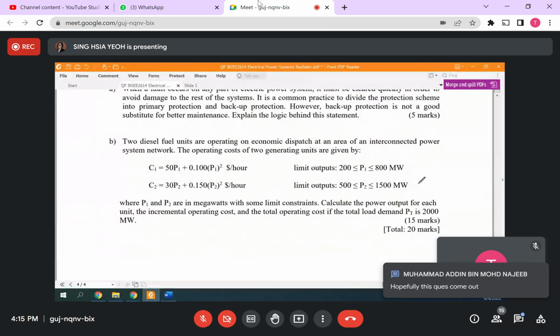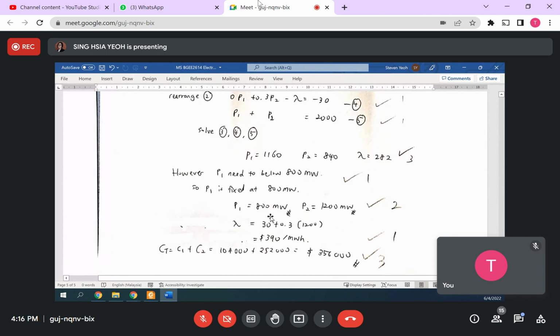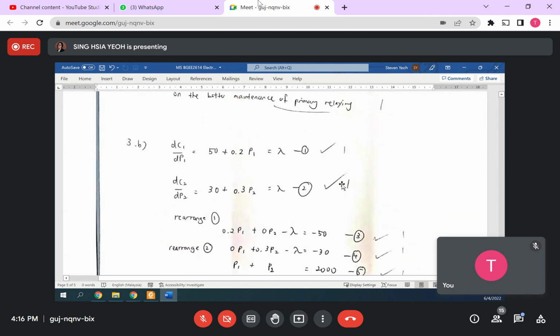So your P2 is within range, 800 something is within the range. Your P2 is within range, but P1 is more than the range, exceeds the range, then we fix it at 800 maximum value. Then our P2 will adjust because the total needs to be 2000. Hopefully this question comes up. This question is definitely in your exam.